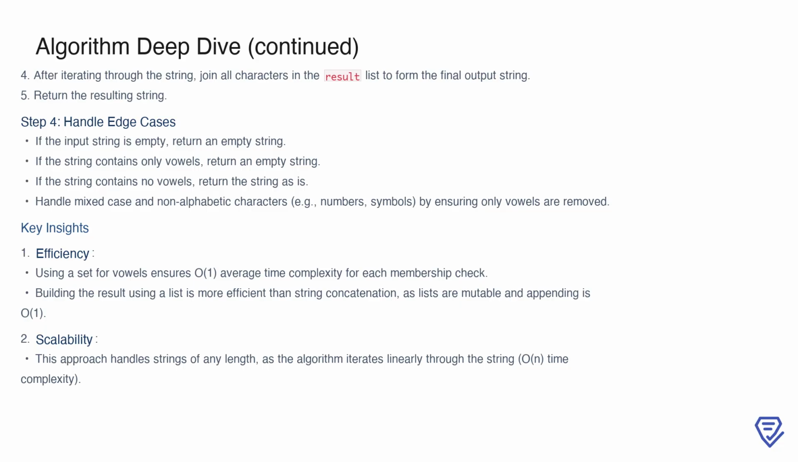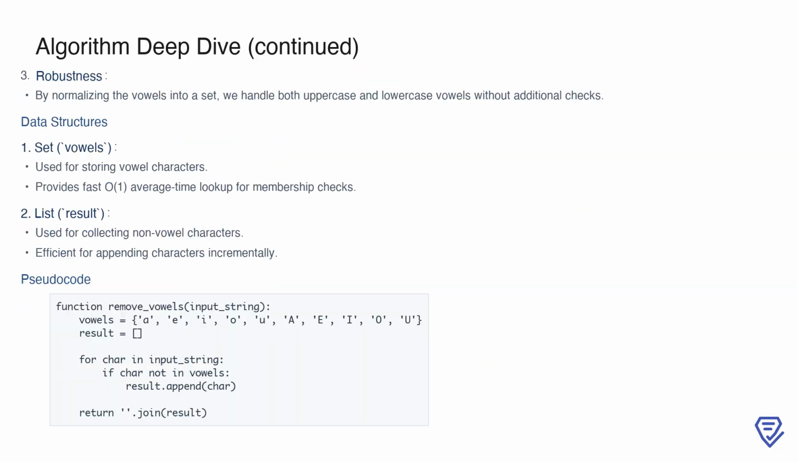Additionally, the algorithm is designed to handle mixed-case strings and non-alphabetic characters, like numbers or symbols, by ensuring that only vowels are removed. This approach is not only efficient but also scalable. Using a set for vowels ensures rapid membership checks, and building the result with a list avoids the inefficiencies of repeated string concatenation. The entire process operates with a linear time complexity, making it suitable for strings of any length. The algorithm is also robust due to its normalization of vowels into a single set. This eliminates the need for separate checks for uppercase and lowercase vowels, simplifying the logic.